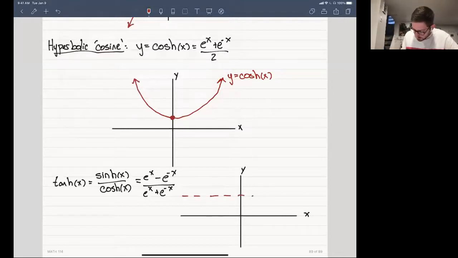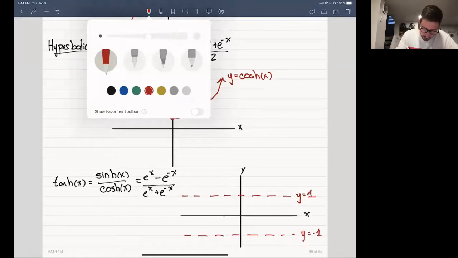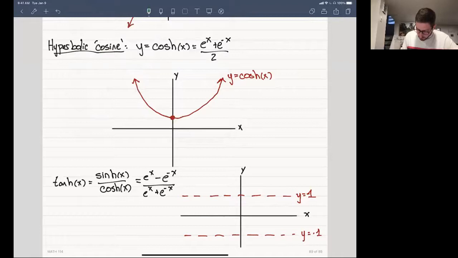So I will write this on my diagram. So y is equal to 1, and y is equal to -1. And so my hyperbolic tangent function, similar to the usual tangent function, is an odd function, and it's a steadily increasing function that goes through 0.